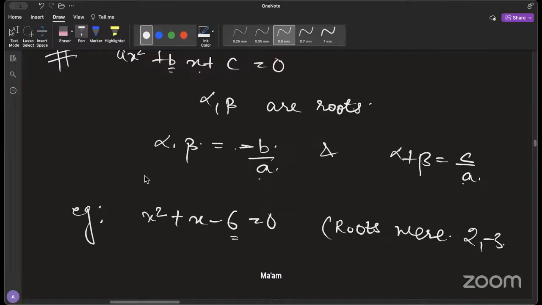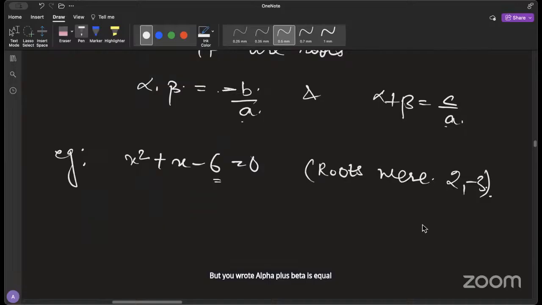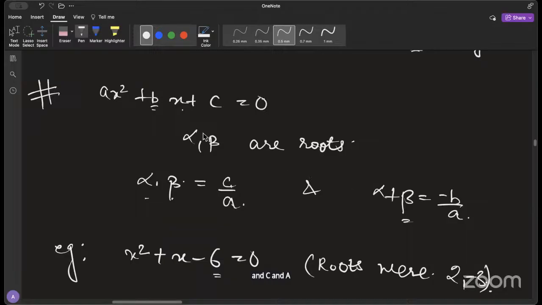Ma'am, alpha plus beta is equal to minus b by a now. Yes. But you wrote alpha plus beta is equal to c by a. No. So this thing is minus b by a, and this thing is c by a. Alpha, beta are the roots, and a, b, c are the coefficients here.